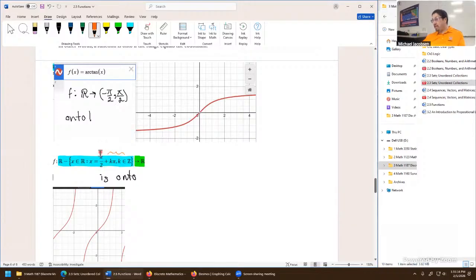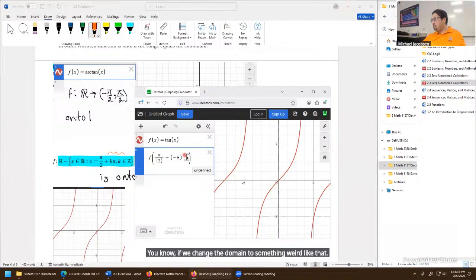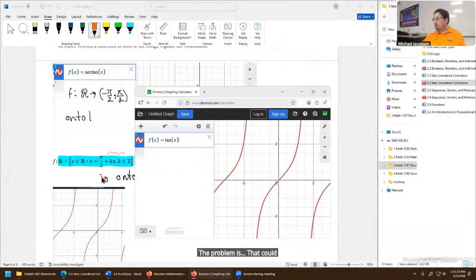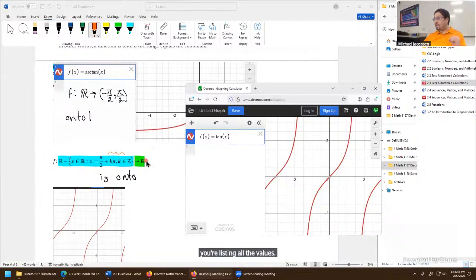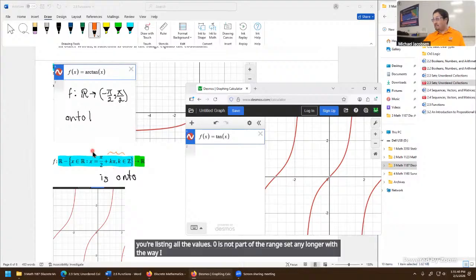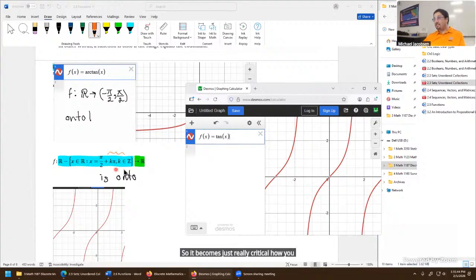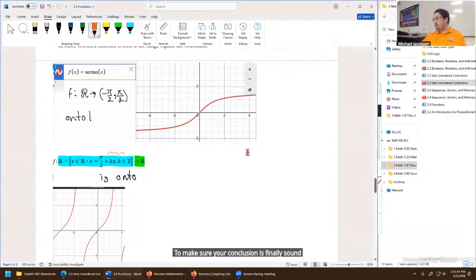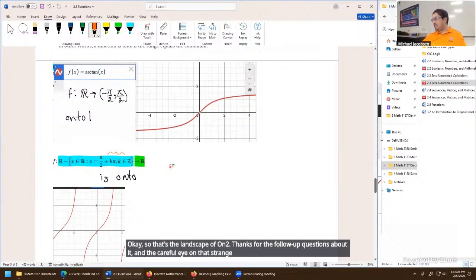If we change the domain to something weird like that, the problem is that could work as a domain. But if you take out any multiple of pi over 2, you put a hole right there where you can't actually map to, and then it's no longer onto. 0 is not part of the range set any longer with the way I wrote that set prior. So it becomes really critical how you write these out to make sure your conclusion is sound, onto versus not onto. But other questions or comments so far? Okay, so that's the landscape of onto. Thanks for the follow-up questions about it and the careful eye on that strange domain that was written down.